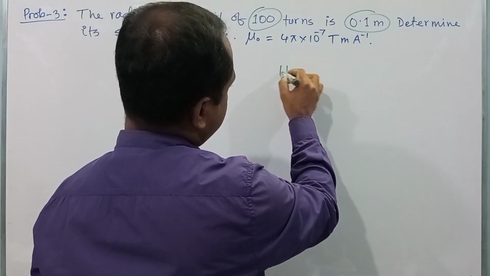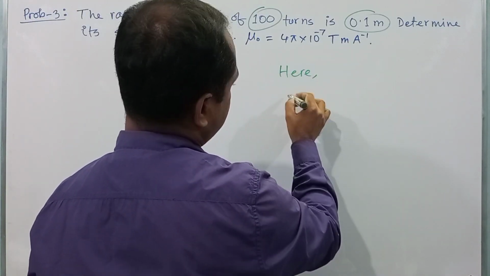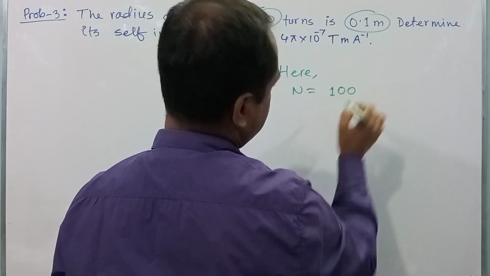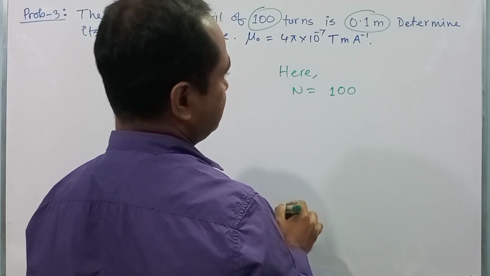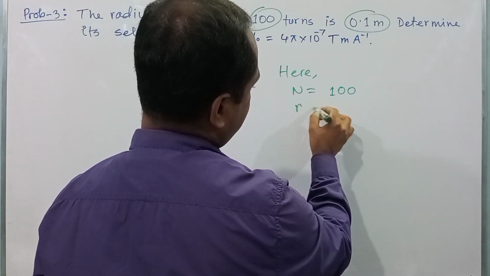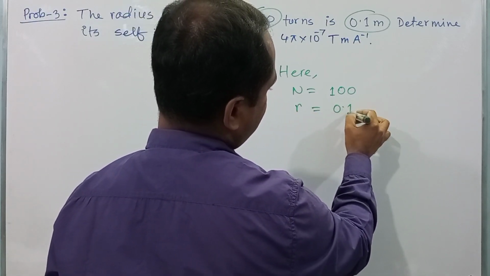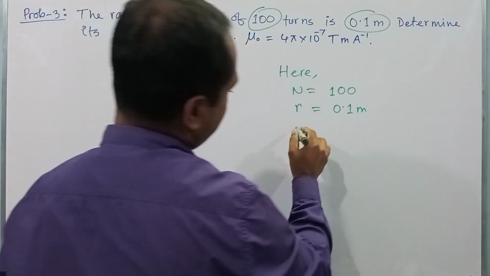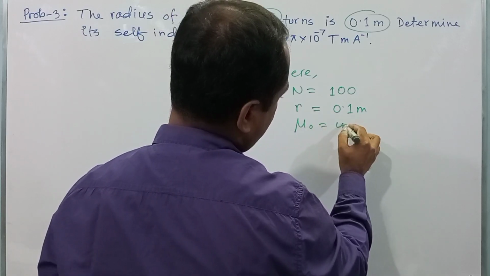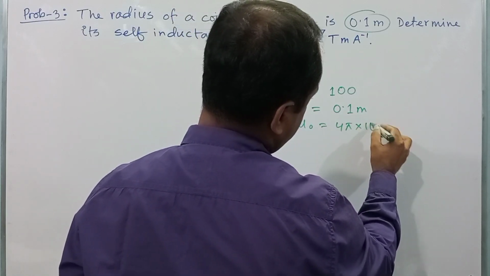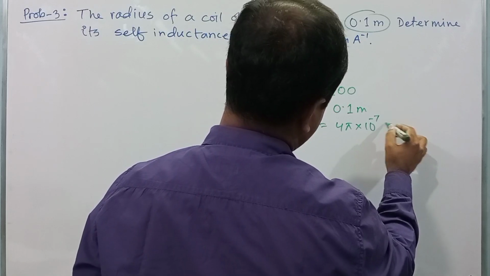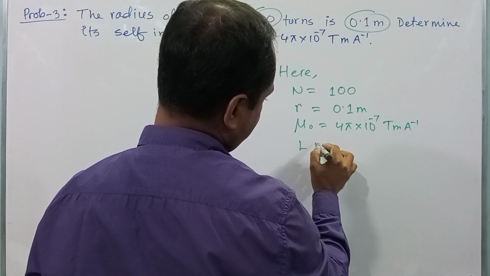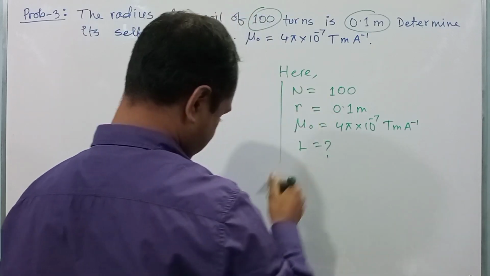So here the number of turns n is equal to 100, right? And the radius of the coil R is equal to 0.1 meter, and mu naught is 4 pi into 10 to the power minus 7 Tesla meter per ampere. So we have to determine the value of L, right?